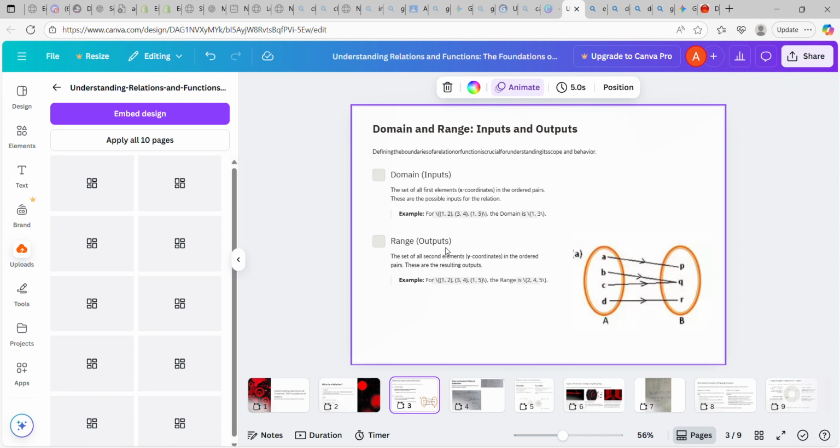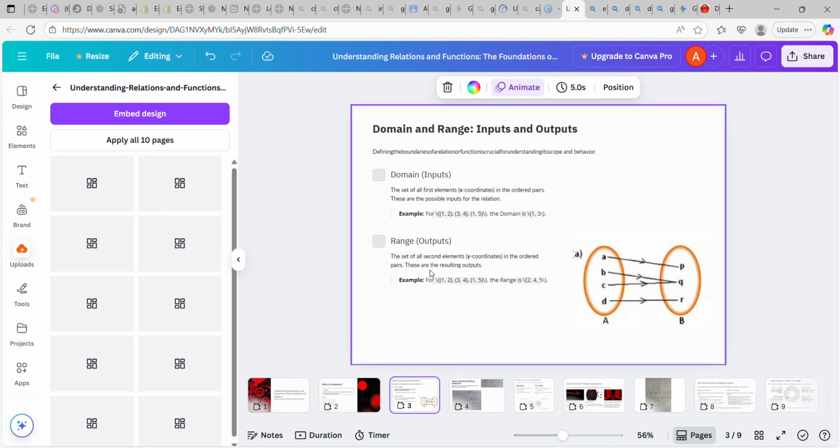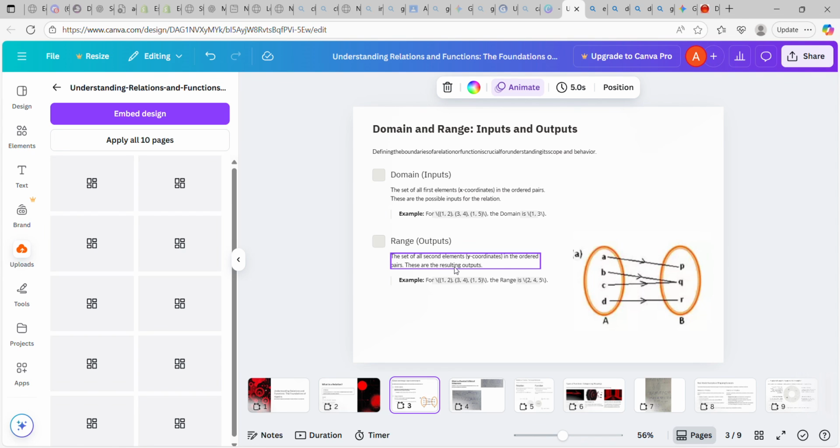Range means the output, the set of all second elements y in the ordered pair. These are the resulting outputs. For example, here you can see that A is written A, B, C and D, and B is P, Q and R. A will be considered the domain and B will be considered the range.